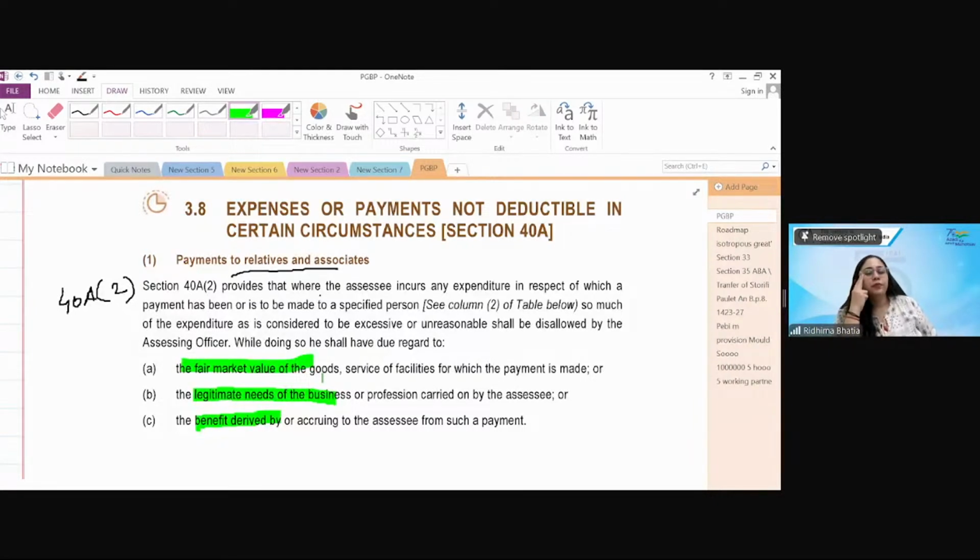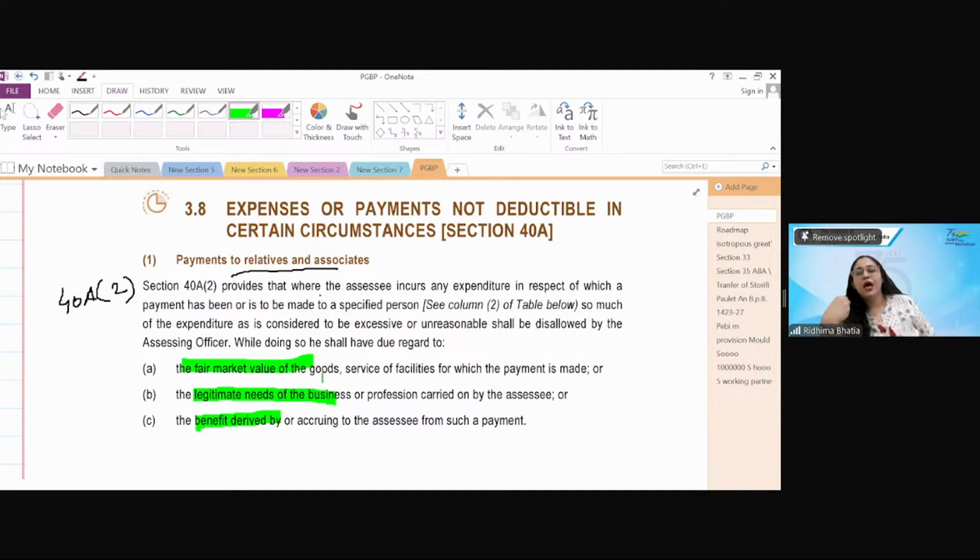Now, suppose a particular raw material was available in the market at rupees 10 per kg. I am picking it up from one of my relatives, because with relatives you can mold the figures and do under-the-table transactions at 15 per kg and show the purchase at an inflated value, right? So this is wrong. That 5 per kg would be disallowed under section 40A subsection 2 because it is not as per the fair market value.